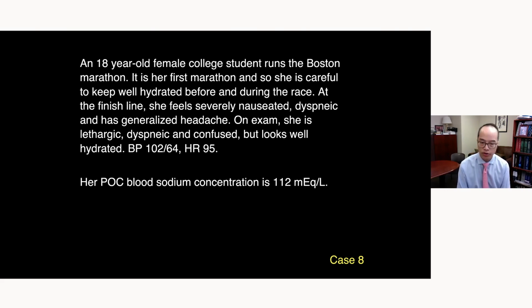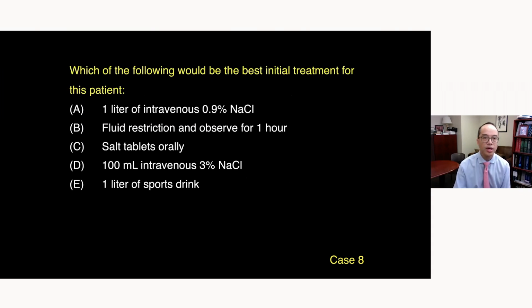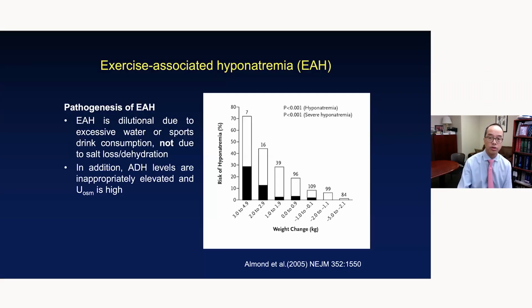But her point of care blood sodium is 112. Which of the following would be the best initial treatment for this patient? Is it a liter of 0.9% sodium chloride, fluid restriction unobserved for 1 hour, salt tablets orally, 100 mils of 3% sodium chloride, or 1 liter of sports drink? And I would go with the 100 mils of hypertonic 3% sodium chloride.